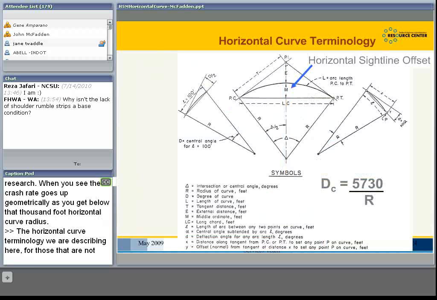You get below that. The horizontal curve terminology that we're describing here, for those that are not familiar, is the curve radius. There's, I guess, an inverse relationship between the degree of curve that we would see and the horizontal curve radius that is shown in this slide.